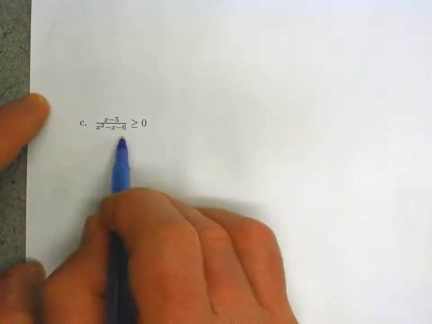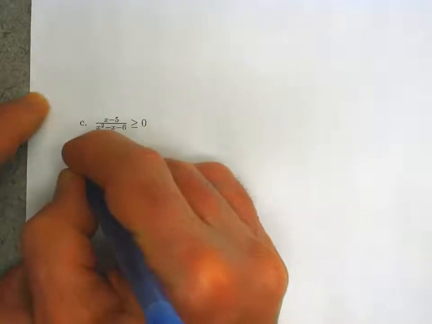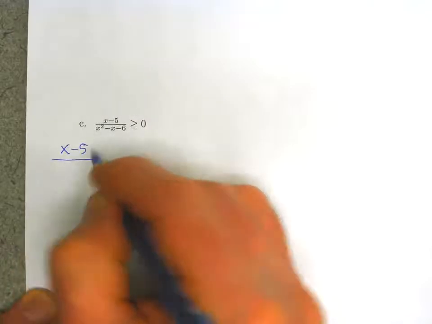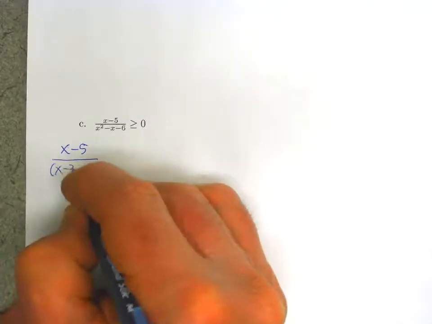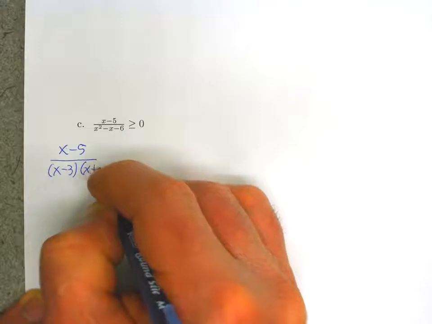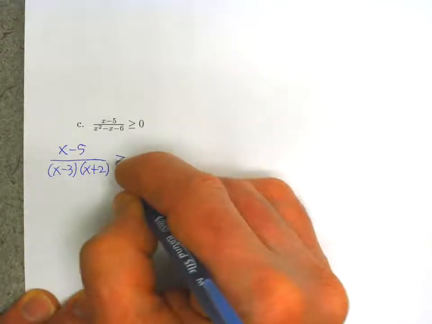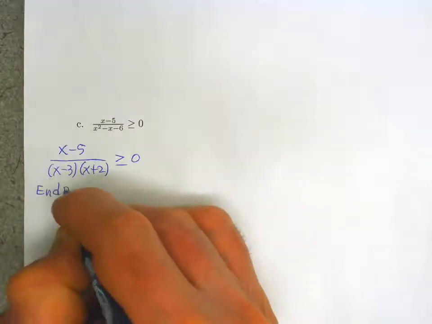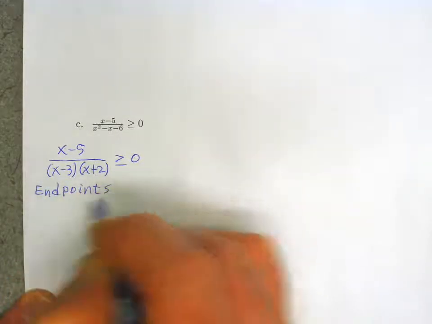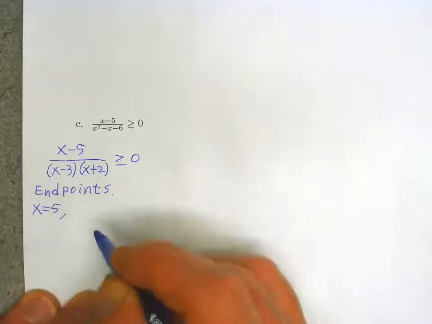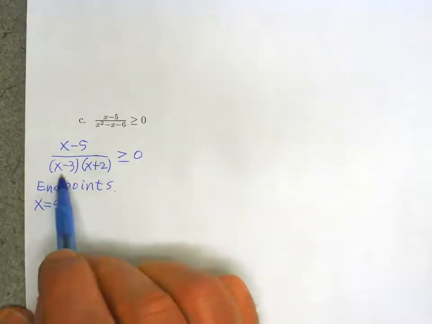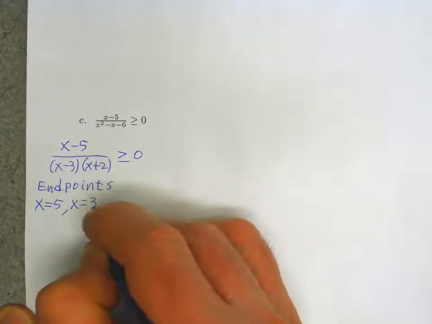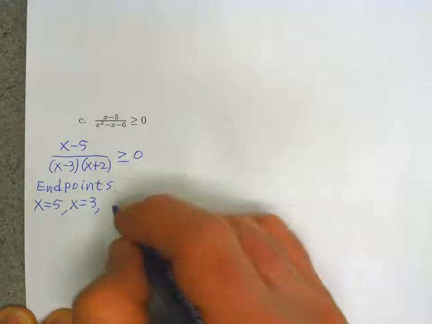So let's go ahead and factor the denominator. The numerator is just x minus 5. The denominator in factored form is x minus 3 times x plus 2, greater than or equal to 0. So the endpoint that comes from the numerator is 5. From the denominator, 3 is one of the endpoints because of the factor x minus 3. And then the other endpoint from the denominator is negative 2.